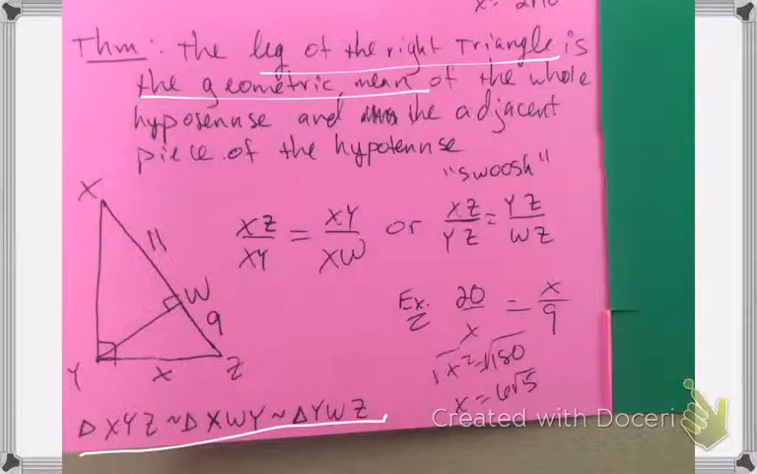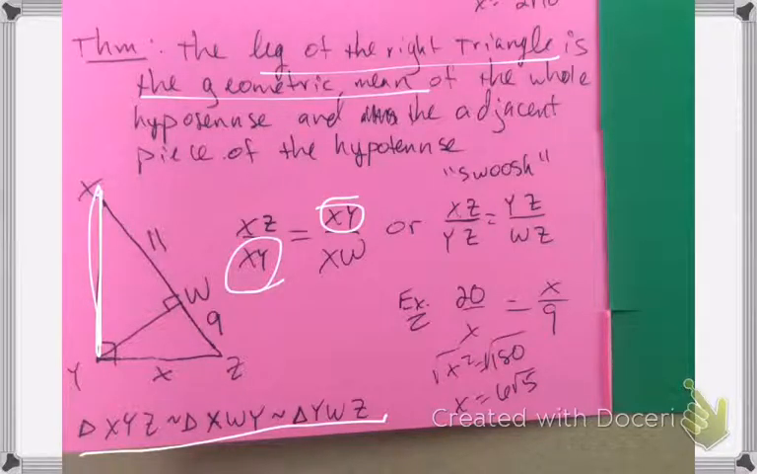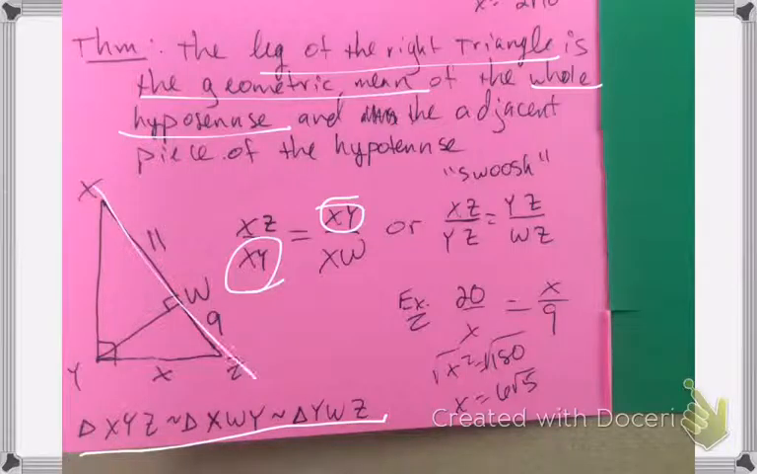Now, for the first one, we can use leg xy. That means xy is going to go in this first diagonal. Okay? Now, in the other diagonal, we need the whole hypotenuse. So this big right triangle's hypotenuse is what we're talking about. Remember, these theorems are written in terms of this big right triangle. So the whole hypotenuse is xz, and the adjacent piece of the hypotenuse.